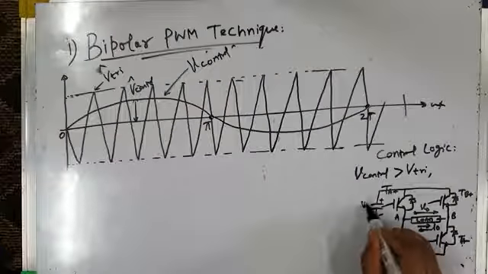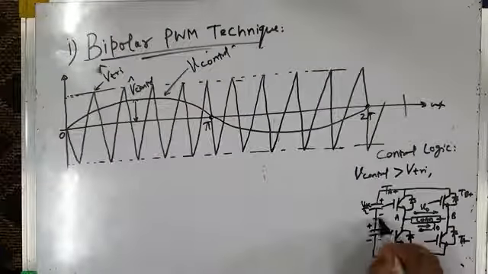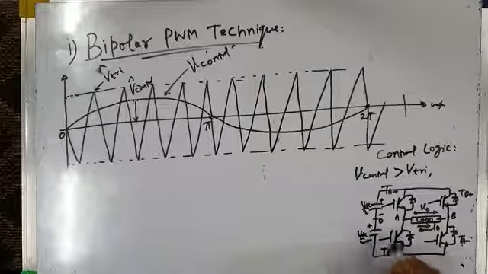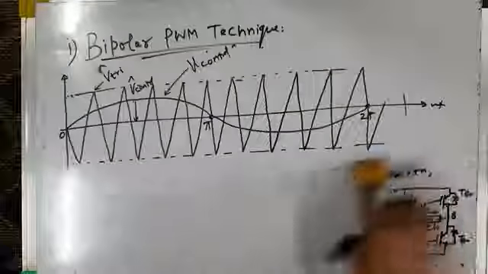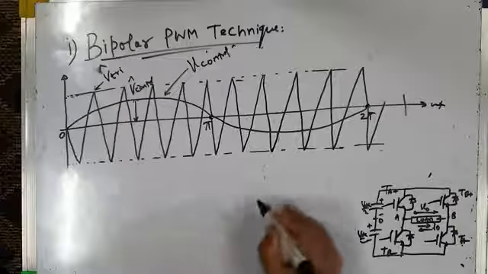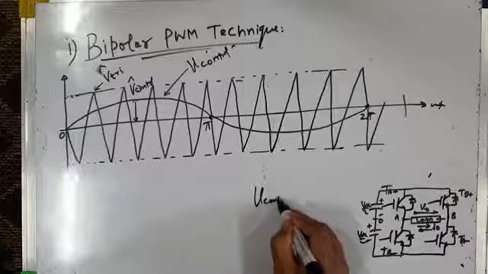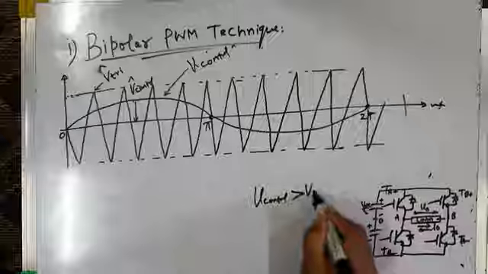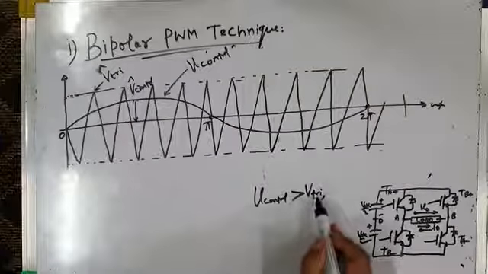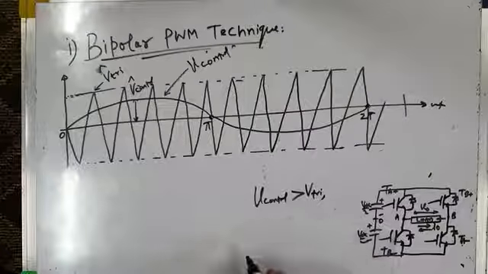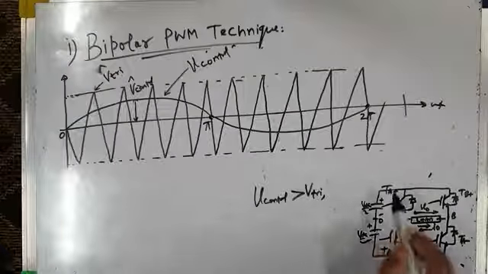This is VDC by 2, and this is also VDC by 2. Total voltage is VDC. Okay, the logic says whenever V control is greater in amplitude than VTRI, that is, the reference sine wave has a higher amplitude than the triangular carrier wave, then the upper switch is turned on. What is the upper switch?